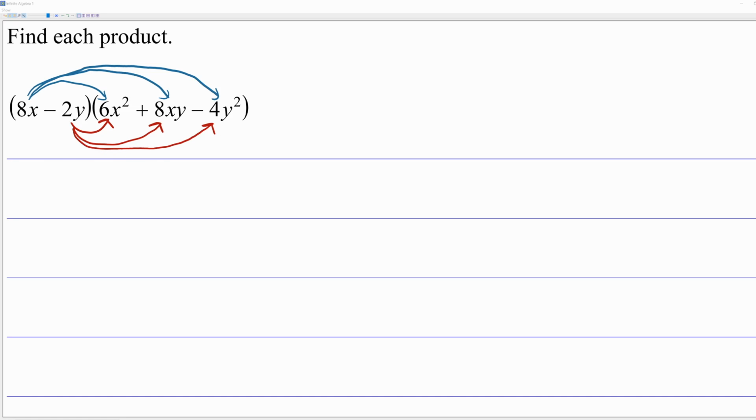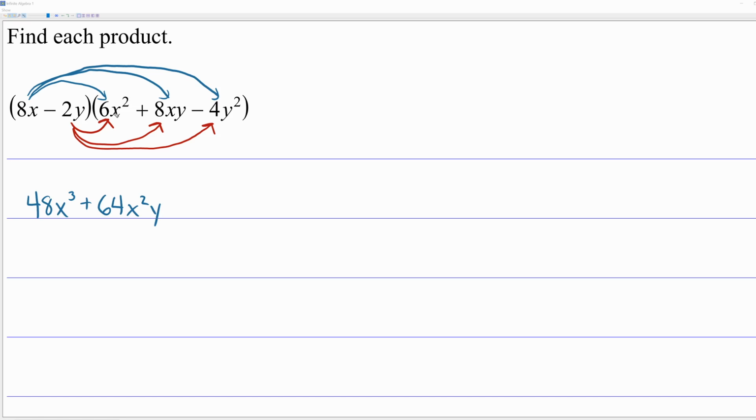Now, my hint is even more important in a problem with 2 variables. Just deal with the coefficients, the numbers, and the variables separately. So let's follow the top blue arrows. 8 times 6 is 48. X times x squared is x cubed. I think that was in the last problem as well. Now for the second arrow, 8 times 8 is 64. X times x is x squared. And we also have this y variable.